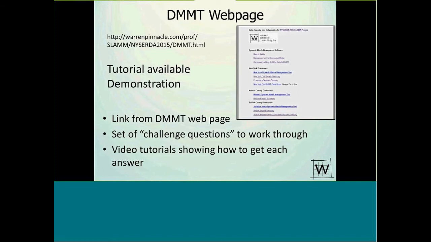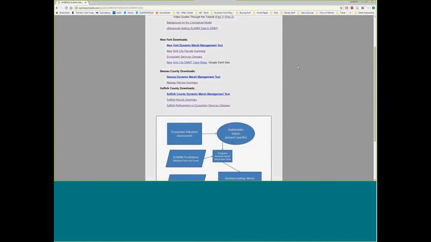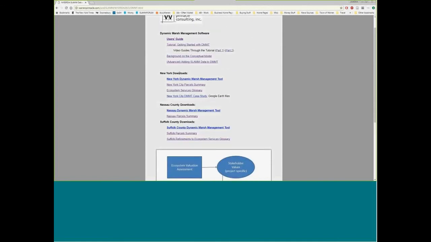Now, what I want to do also is just show a little bit about the DMMT web page. There is a new tutorial that's available that I hope will be useful to you if you want to start working with this tool. For some reason, the combination of Firefox and WebEx was resulting in some strange screen rendering. But going through Chrome, under the Dynamic Marsh Management tool here, we have, as I said, 3 different study areas, case studies: New York, Nassau County, and Suffolk County.